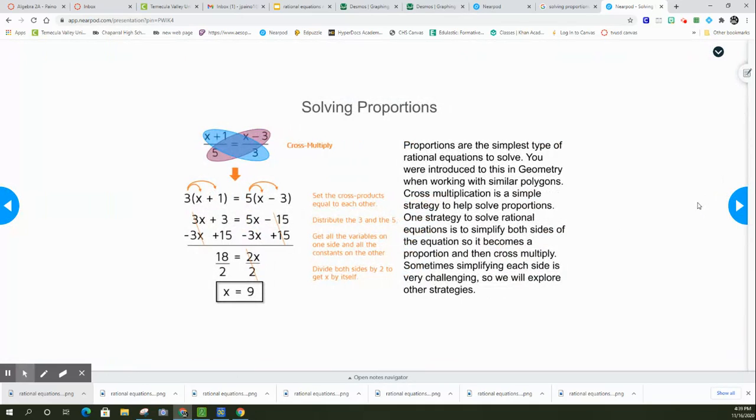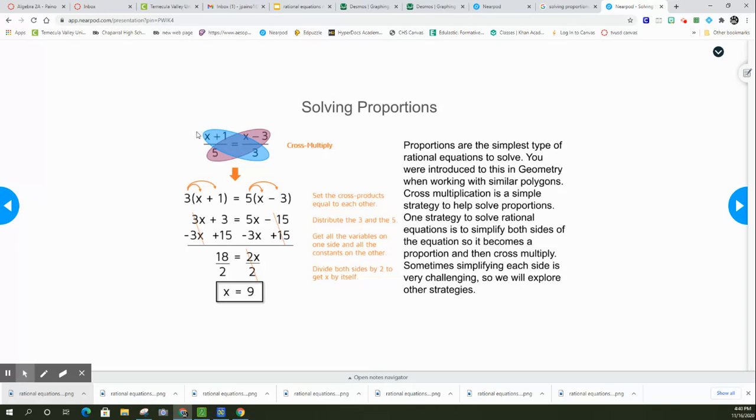The simplest type of rational equation to solve is a proportion. You've been doing this since Algebra 1, but you did a lot in geometry. If I gave you two similar shapes, a triangle or any similar polygon, you can find the missing sides by studying proportions of corresponding parts of the shape. How did you solve proportions? We just taught you to cross multiply.